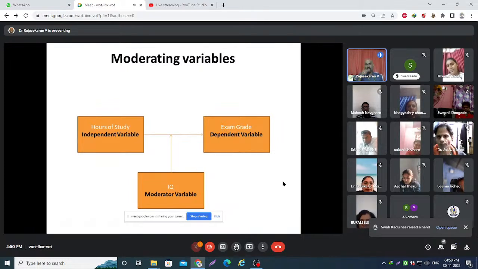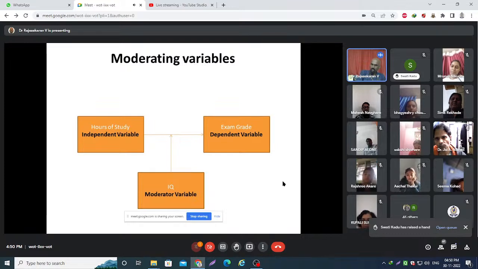That time only the moderator variable comes into the picture. Even though he studies for a long time, see, everybody commonly studies for 5 hours, but some of them pass, some of them fail. Then you need to know why everybody is studying for 5 hours, but only some students failed. Because that time only you need to think of the other variable, the moderator variable: his IQ level, other problems, anything else can be the moderator variable.